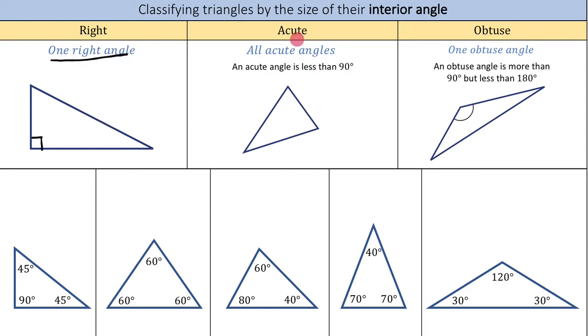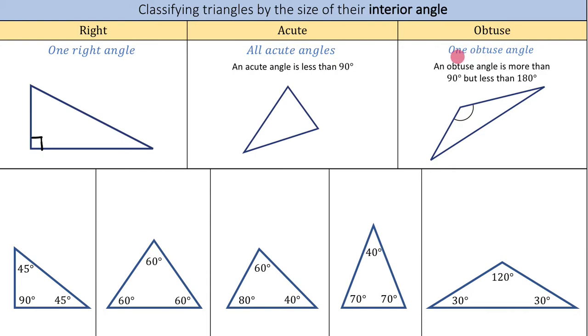The next one that we have is an acute. An acute triangle has all acute angles. So all the angles are less than 90 degrees. That means this angle, this angle, and this angle are all less than 90 degrees. So therefore it is an acute triangle. And lastly, we have an obtuse.